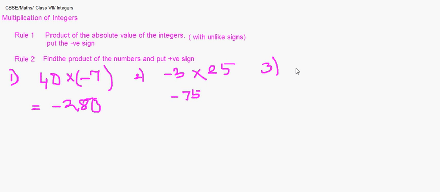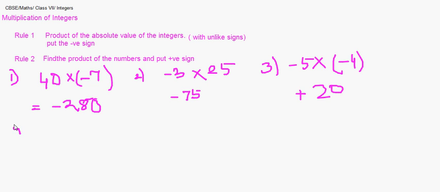When you have two positive symbols or two negative symbols, that means minus 5 multiplied to minus 4. Look at the second rule. Find the product of the numbers. So 4 fives are 20 and put a positive symbol. So when you have two negative symbols, the product becomes a positive, right?